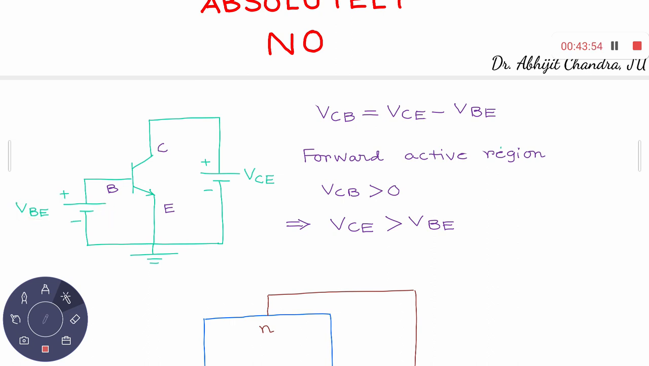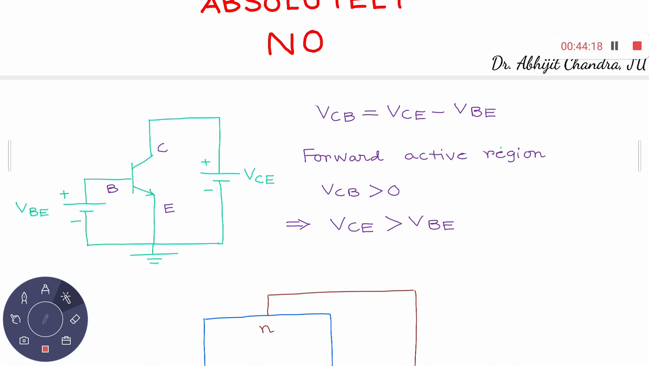Okay. What else? You have to provide a corresponding reverse bias between the collector and the base. Now typically we don't connect any battery between collector and base; rather, we connect one battery between collector and emitter.